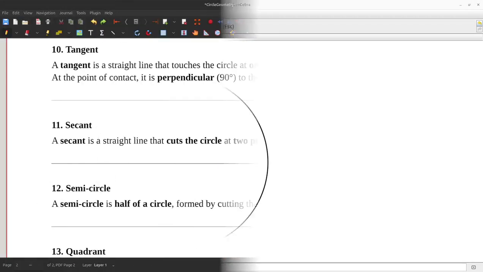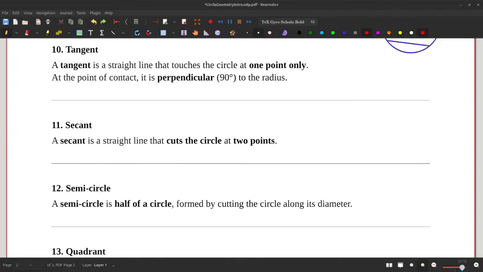Next definition, a semicircle. What is a semicircle? Semi means half. Circle, you already know what a circle is. So half of a circle is a semicircle. It is formed by cutting the circle along its diameter. We are going to get 2 equal halves. Then 1 half is called a semicircle. If you join 2 semicircles, you are going to get a complete circle.